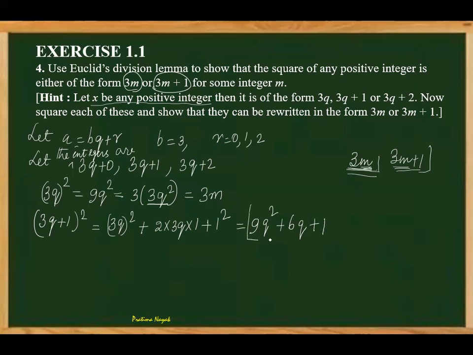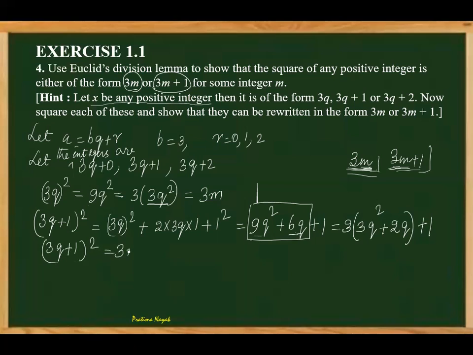So what we'll do, we'll group these two terms, and from this group I'll take 3 common to make it a multiple of 3. So with 3 common, what will be left? 3 is left, 3 3s are 9, q square will be left. Coming to the second term, I have taken 3, so 2 will be left, q will be left, plus 1. So it can be imagined that 3q plus 1 whole square is equal to 3 into any integer, plus 1.